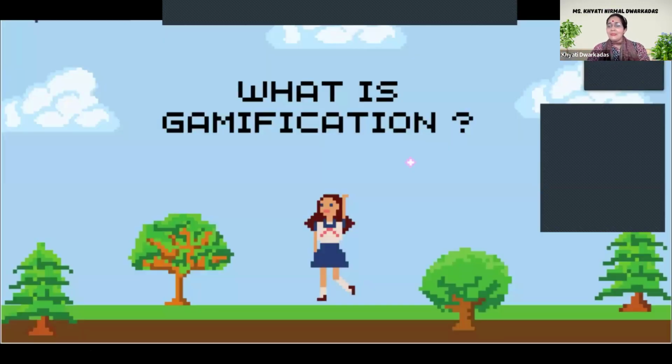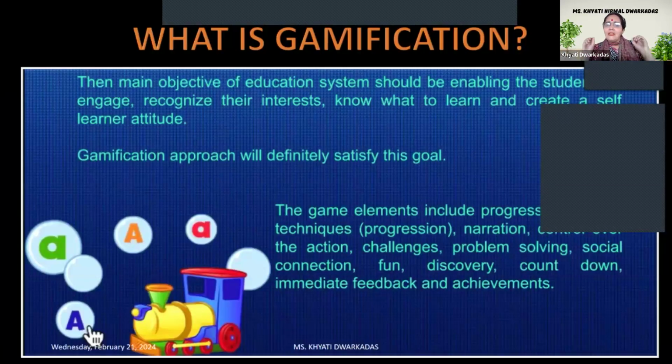Now let's take a quick look at what is gamification. The main objective of this system is to enable students to be engaged, recognize their interests, know what to learn, and create a self-learner attitude. The gamification approach will definitely satisfy this goal. And there are game elements which include progressing techniques or progression, narration. There may be actions, there will be challenges.